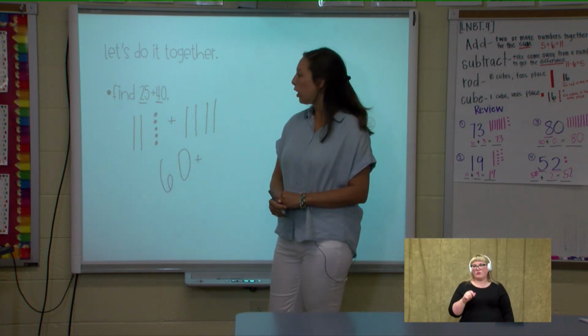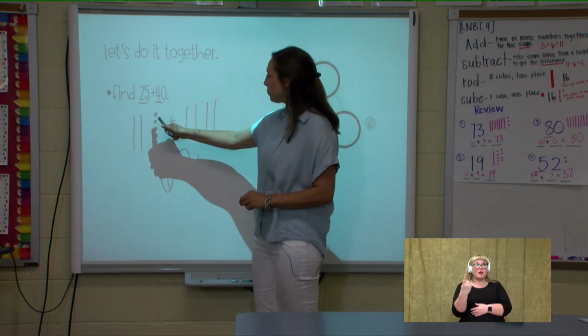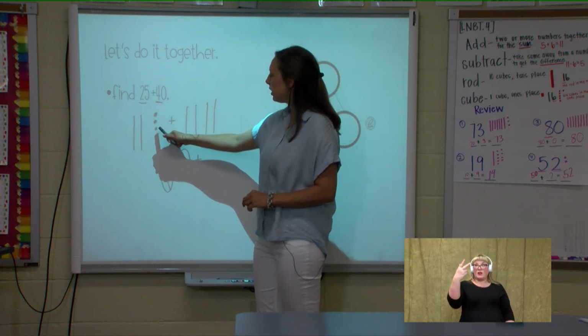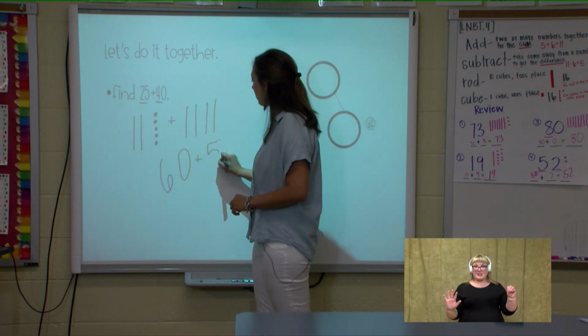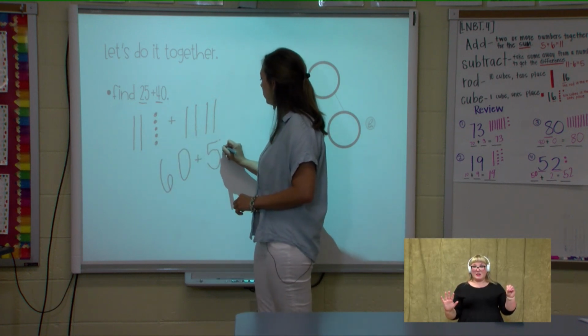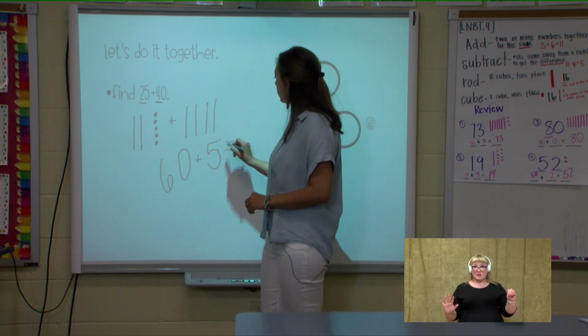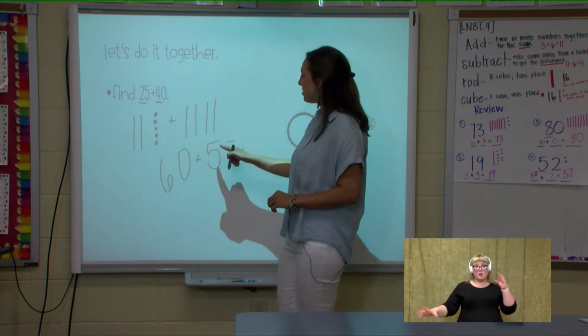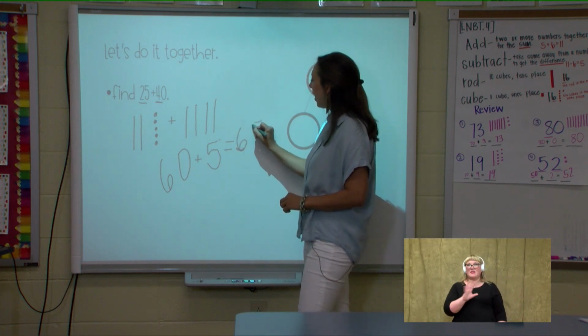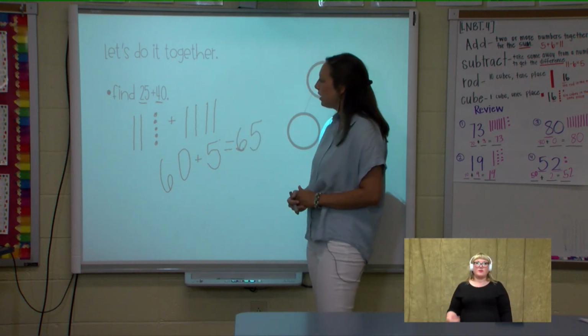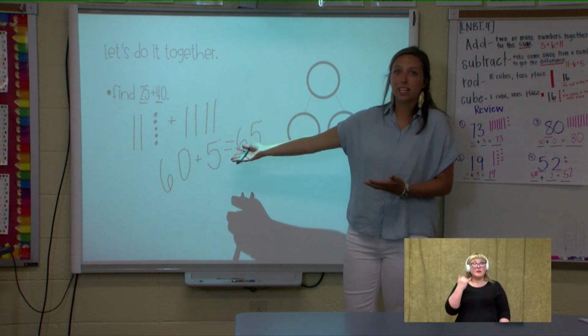Now let's count our ones. 1, 2, 3, 4, 5. We had 5 cubes. So 60 plus 5 gives us 65. If you like that way, stick with that way.